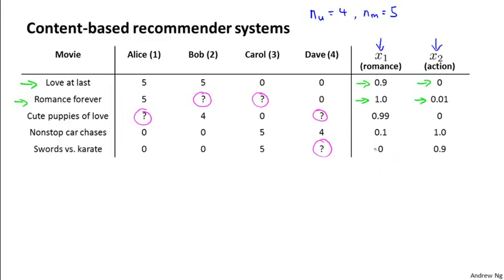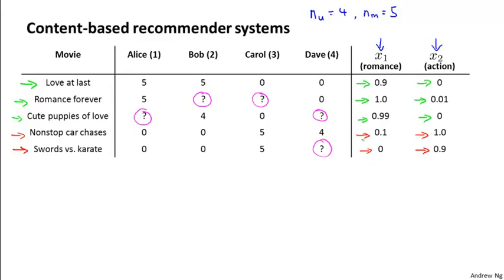Skipping one, let's do Swords versus Karate. Maybe that has a 0 romance rating, no romance at all in that, but plenty of action. And Nonstop Car Chases, maybe again there's a tiny bit of romance in that movie, but mainly action. And Cute Puppies of Love, again, mainly a romance movie with no action at all.